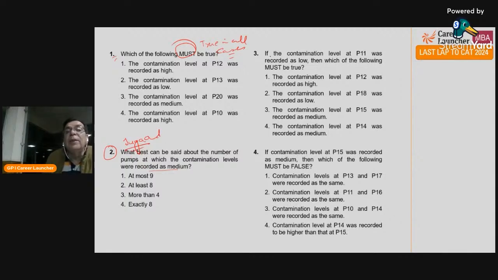But look at question number 3. If contamination level at P11 was recorded as low, what does this tell you? That as far as P11 is concerned, it will have multiple possibilities. It could be low, it could be medium, it could be high. All three possibilities are possible. So we need to look at that particular case where P11 is low. So this again is a specific case.